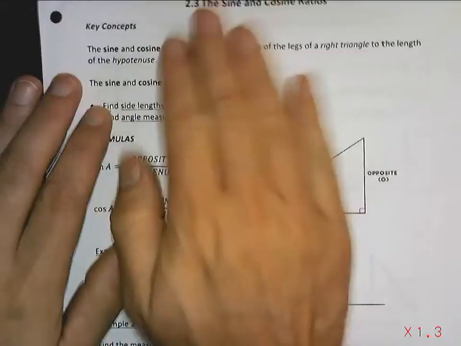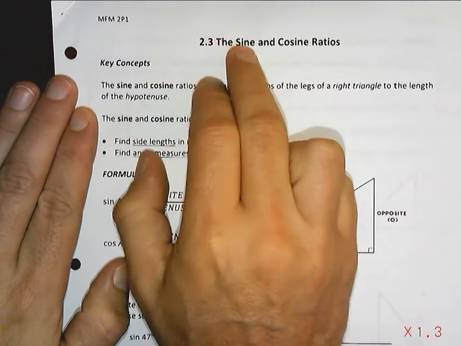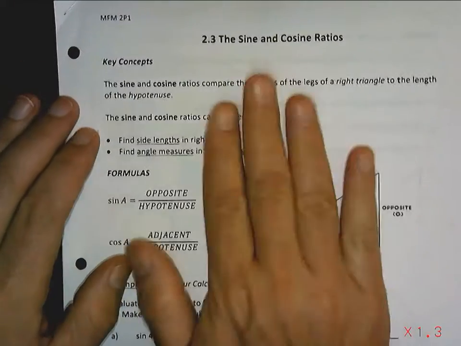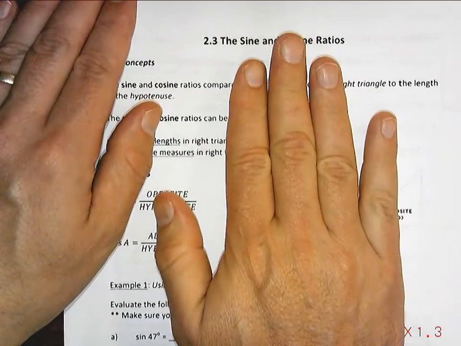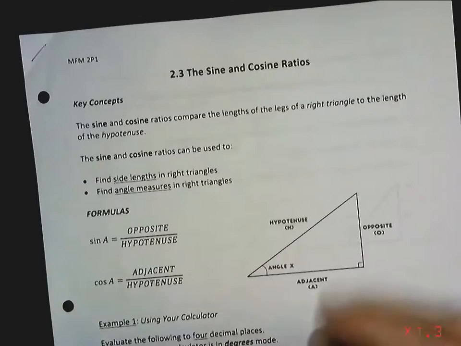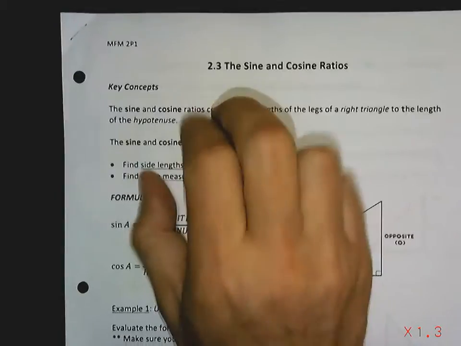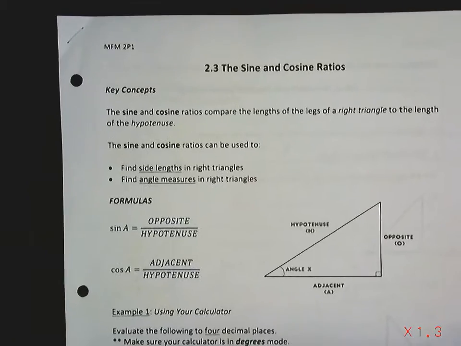Hello, ladies and gentlemen, and what I would like to do just now is clean up our work a little bit. A couple of days ago, we worked on 2.3, the sine and cosine ratio, and this is one of the very first days that we started on this. This might have been even the first sheet that we looked at. So go back and find that. Pause the video now. Find 2.3, the sine and cosine ratio.